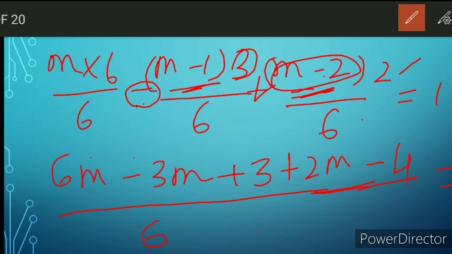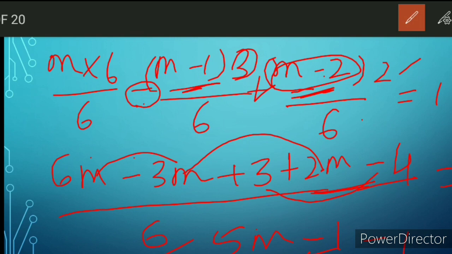Now here the m terms will collect in the numerator: 6m minus 3m plus 3m, then plus 2m, that is 5m. Got it? 5m. Next, these two are numbers: 3 minus 4, that is minus 1, by 6. This denominator 6 is equal to 1.